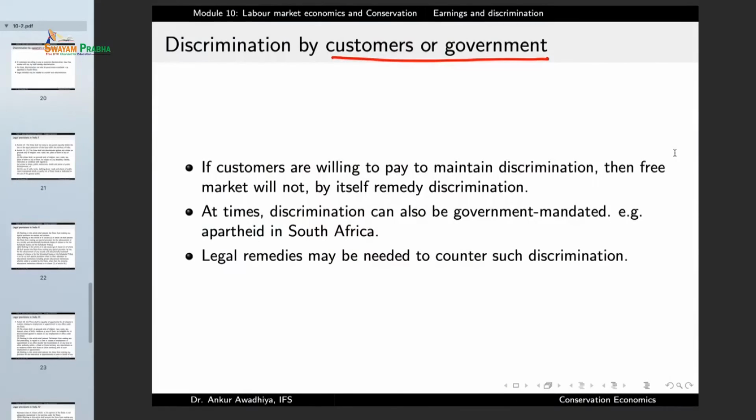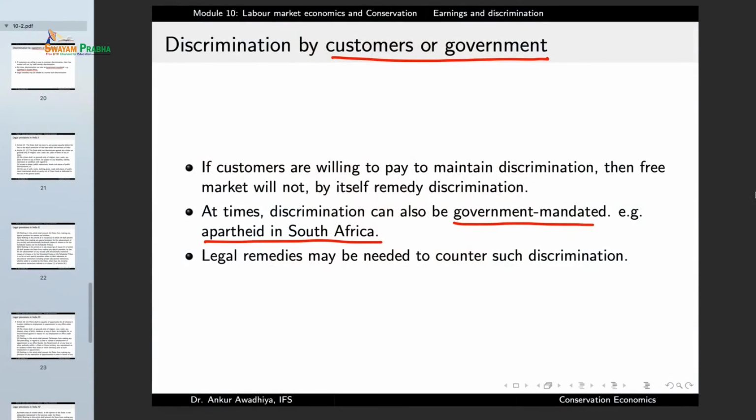But if people do not do this rational decision making, in that case, the free market will not be able to solve the problem of discrimination. In certain other cases, the discrimination can also be government mandated. Example, apartheid in South Africa. So in certain cases, the government may itself say that only people belonging to such and such community are going to get employed. Now, when discrimination is government mandated, then again the free market may not be able to solve the problem. And in such cases, legal remedies may be needed to counter such discrimination.